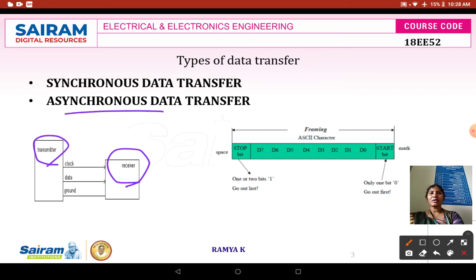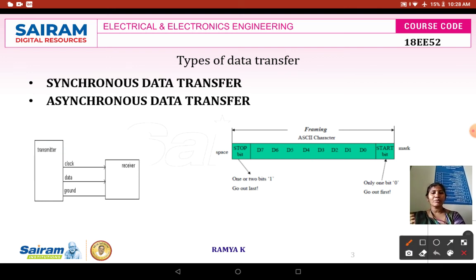In synchronous data transfer, the time taken to transmit the data will be more, whereas in asynchronous, the time taken to transmit the data will be very less. So these are some of the differences between synchronous data transfer and asynchronous data transfer.